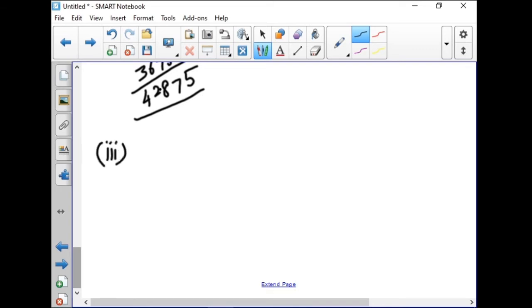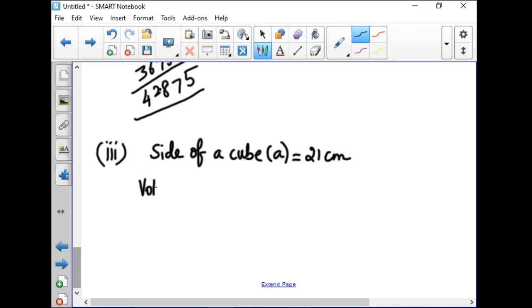Third subdivision, then the question is 21 centimeter. Okay, so the side of a cube is equal to 21 centimeter. Okay, then the volume of a cube, that is a cube, is equal to 21 into 21 into 21.